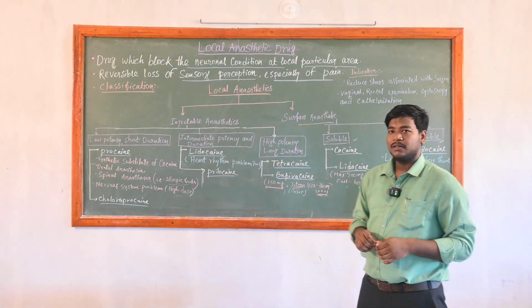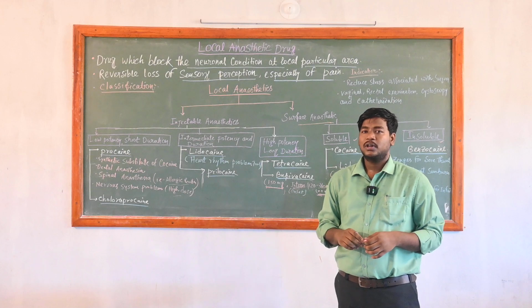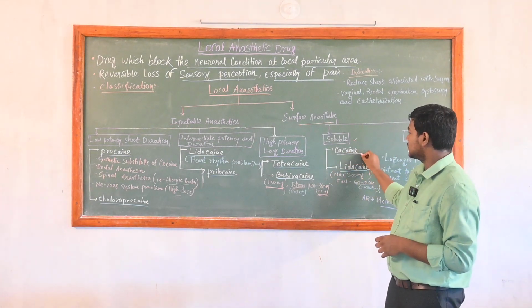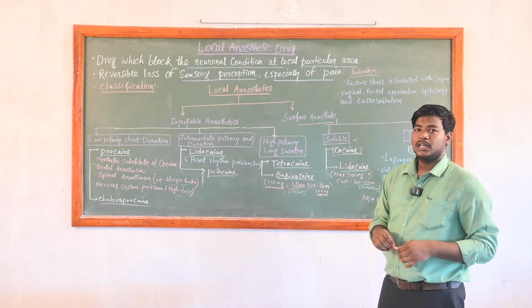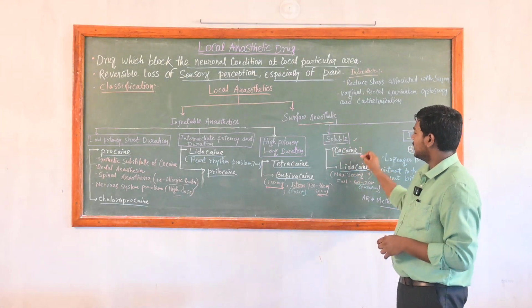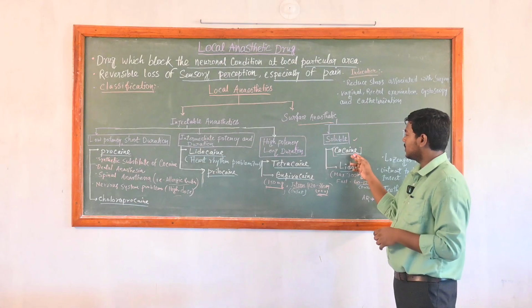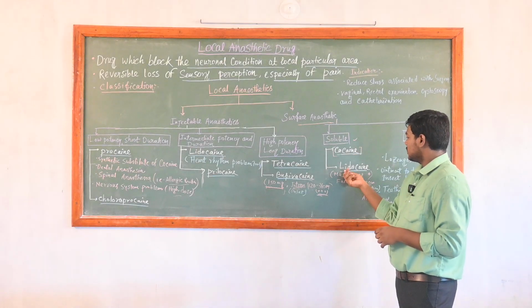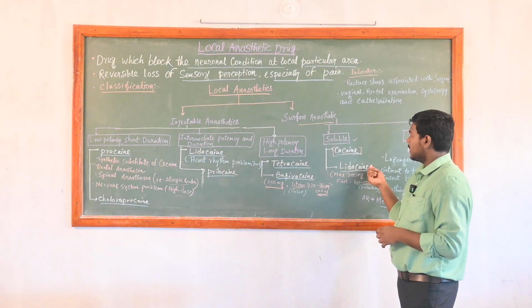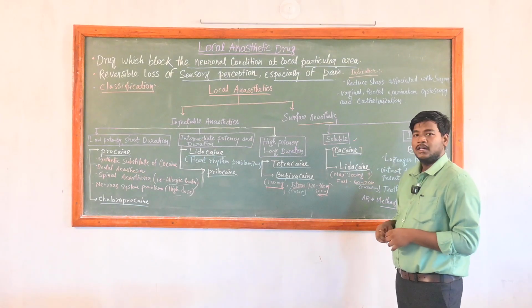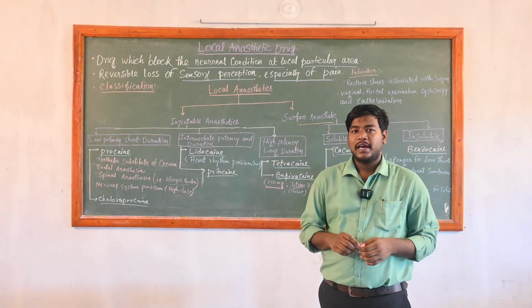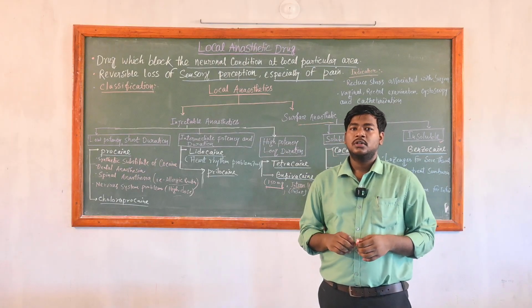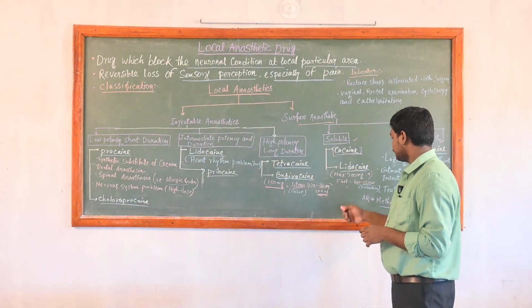Soluble surface anesthetic means it is easily soluble in water. For example, cocaine, as we discussed earlier. Previously cocaine was used as a local anesthetic agent because it is easily available and it is obtained from a plant source. Next one is Lidocaine. Lidocaine is another type of surface anesthetic drug. Its maximum amount is 350 mg. That means above 350 mg, it shows the toxic effect.